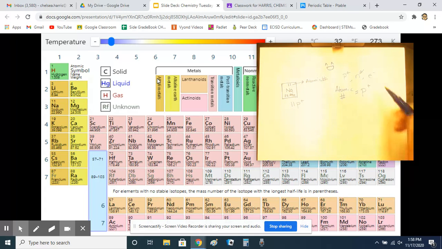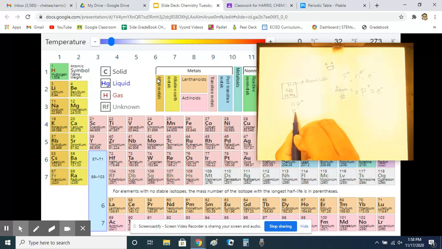Now, the atomic number will also tell you how many electrons an element has in one atom. So, if sodium has an atomic number of 11, it will have 11 electrons. That's the first thing you should know.